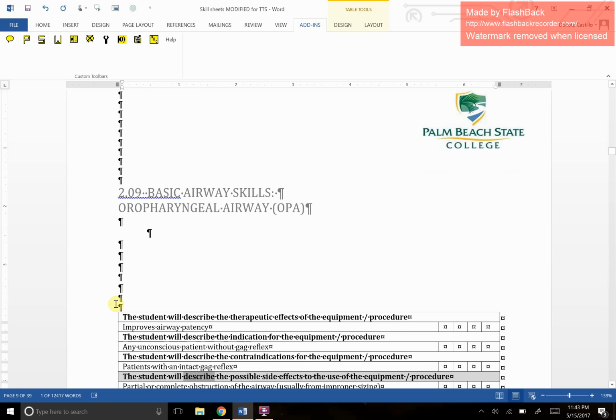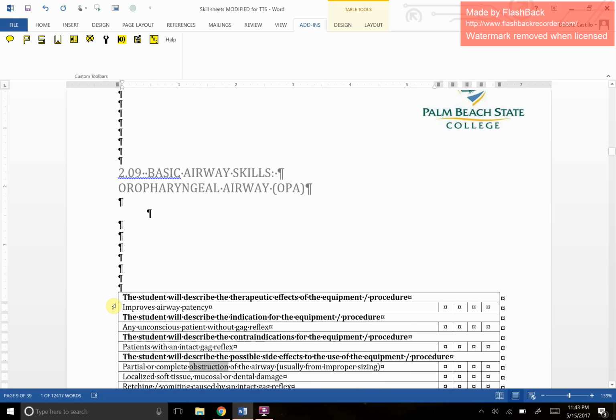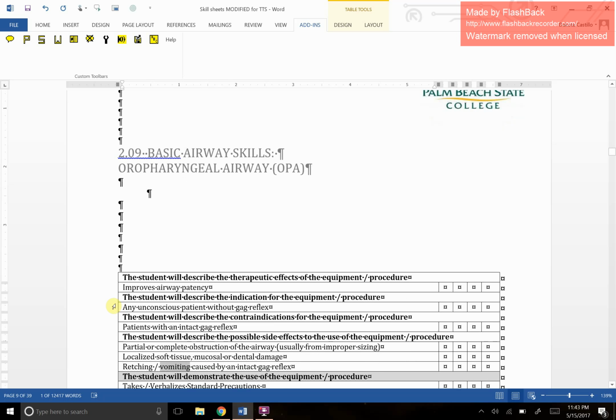The student will describe the possible side effects to the use of the equipment/procedure. Partial or complete obstruction of the airway, usually from improper sizing. Localized soft tissue, mucosal or dental damage. Retching/vomiting caused by an intact gag reflex. The student will demonstrate the use of the equipment/procedure.